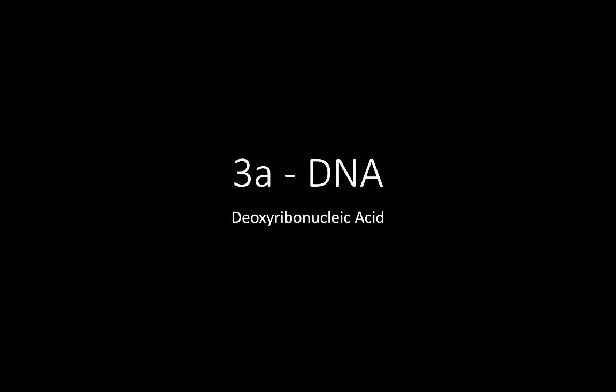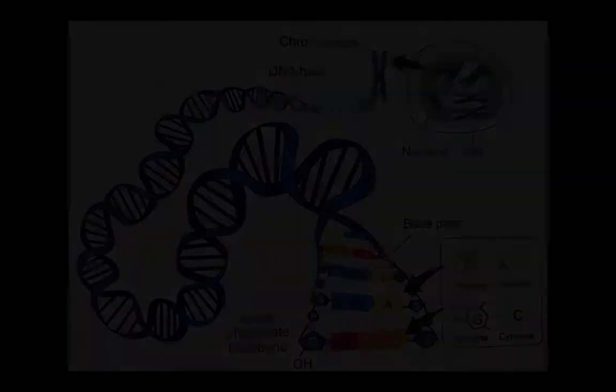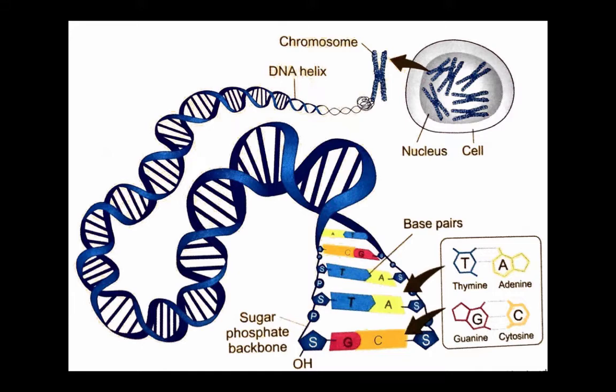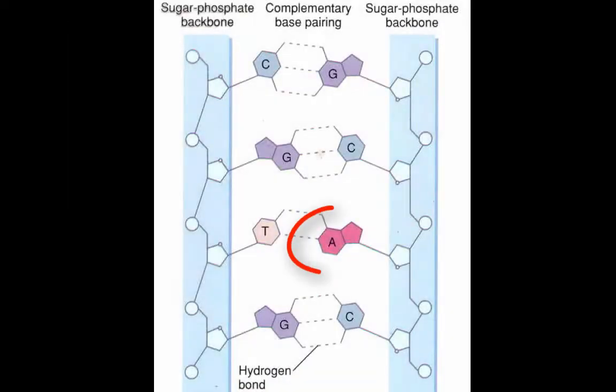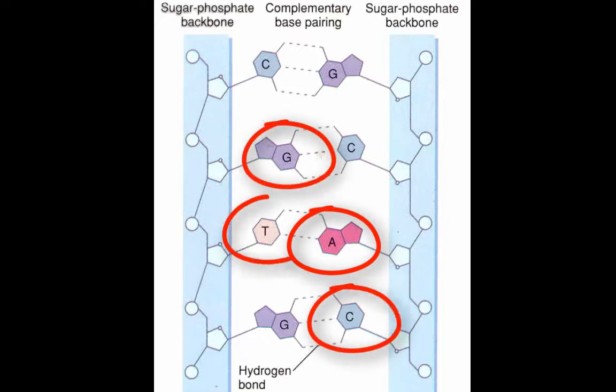Lesson 3a, deoxyribonucleic acid. DNA is the chemical found in the cell's nucleus, responsible for controlling the cell's activities. The monomer component of DNA is the nucleotide, which is made up of a ribose sugar and phosphate backbone, with a nitrogenous base forming the rungs. These bases could be adenine, guanine, cytosine, or thymine.